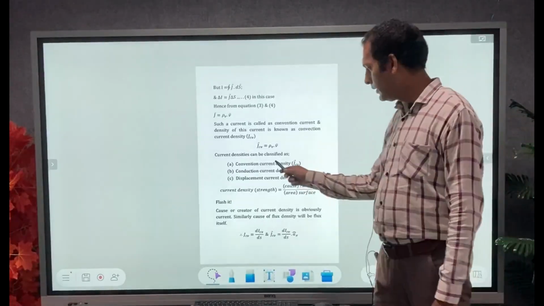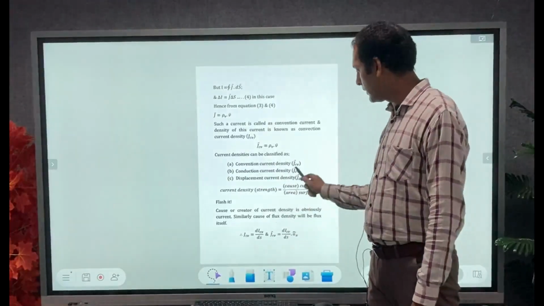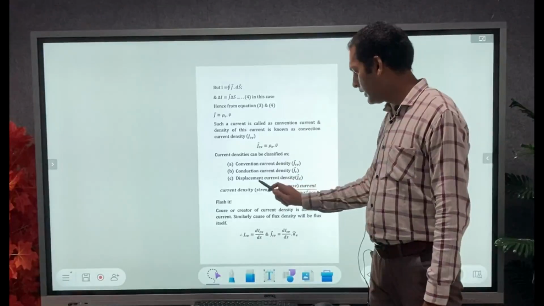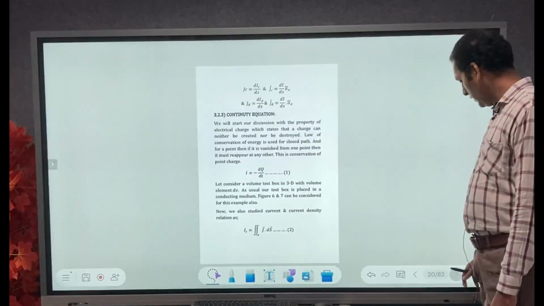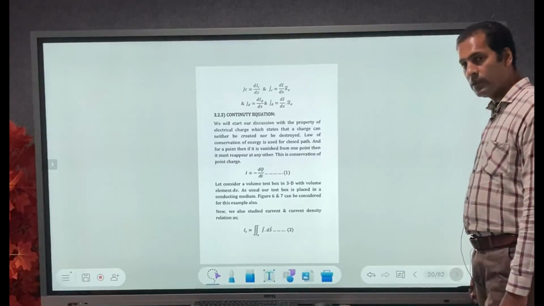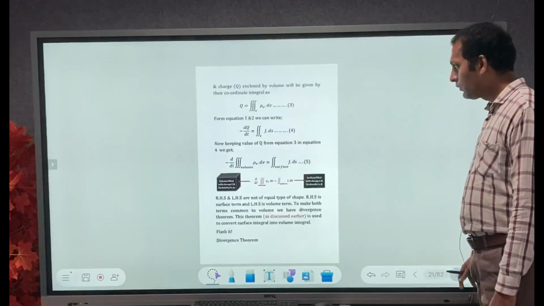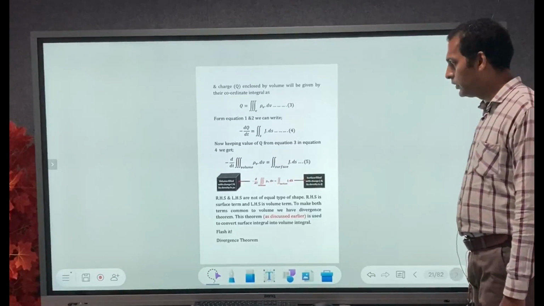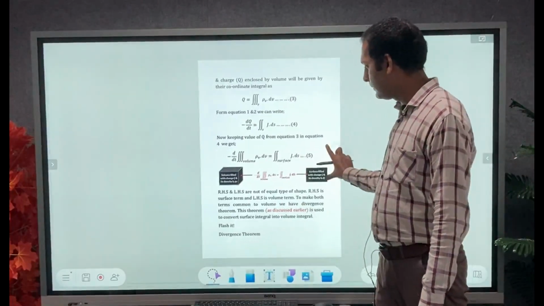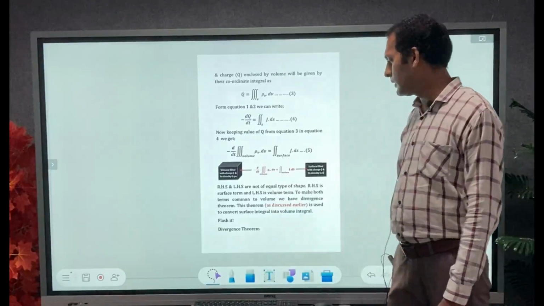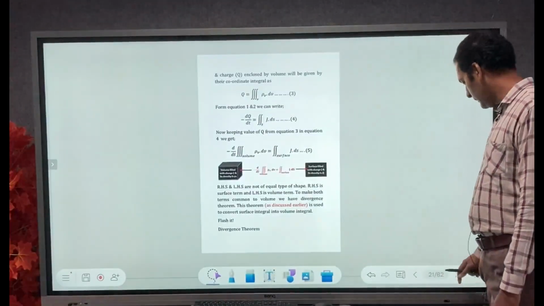Based on that, different types of current densities we have discussed: convection, conduction and displacement. Then the continuity equation we discussed in the previous session along with Poisson's equation. The continuity equation uses the divergence theorem where a volume integral is converted to a surface integral.